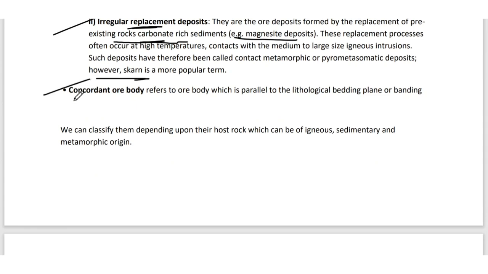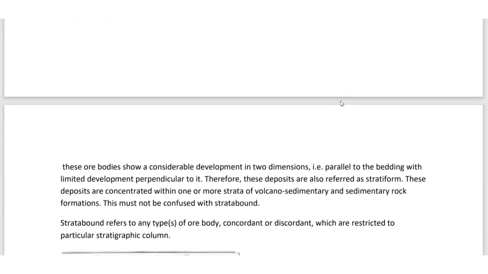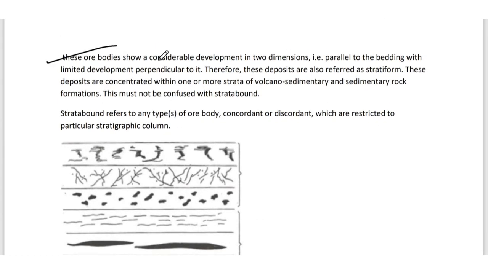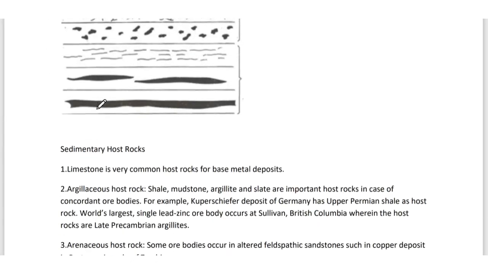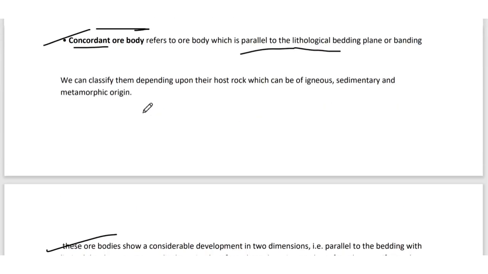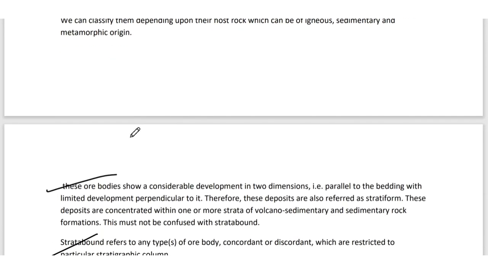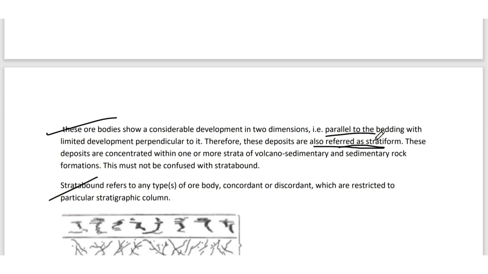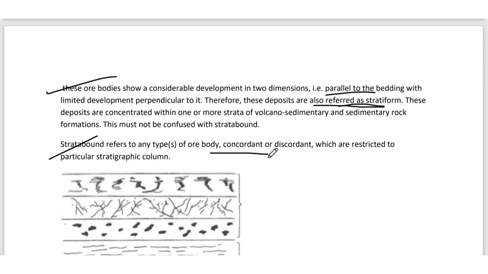Concordant ore bodies are the opposite of discordant ones. Discordant ones are perpendicular to the bedding, and concordant ones are parallel to the bedding. So they are of two types. They are either stratiform type or strata bound type. Okay. So stratiform type, if they are parallel to the bedding, and strata bound, they can be concordant or discordant, and which are restricted to a particular stratigraphic column.